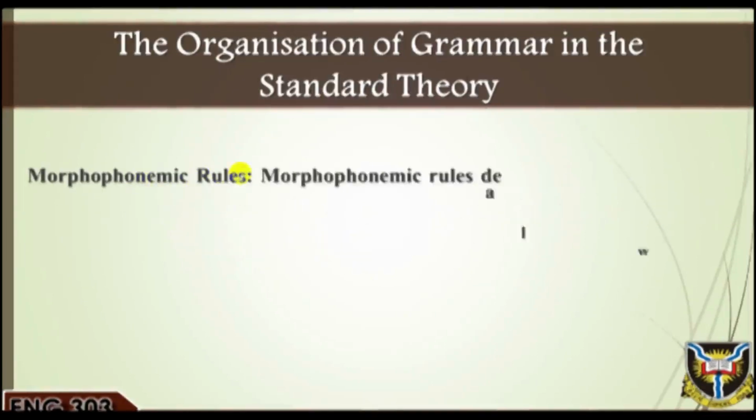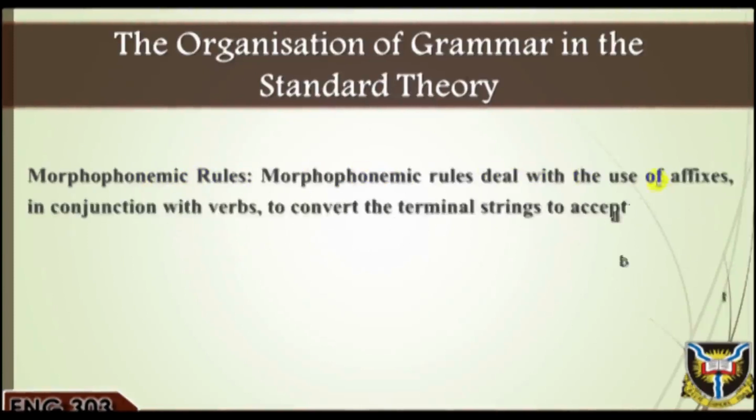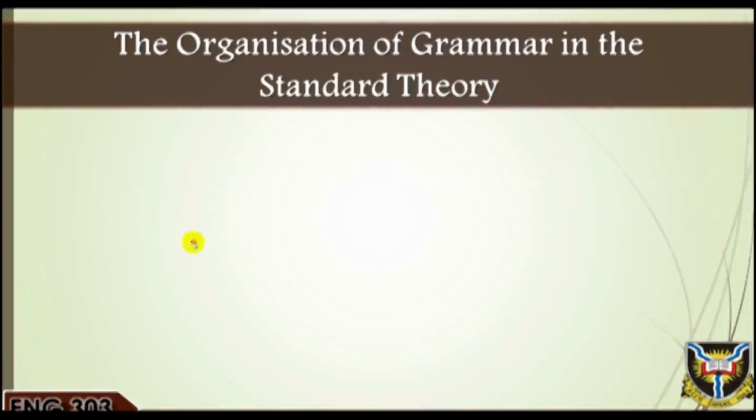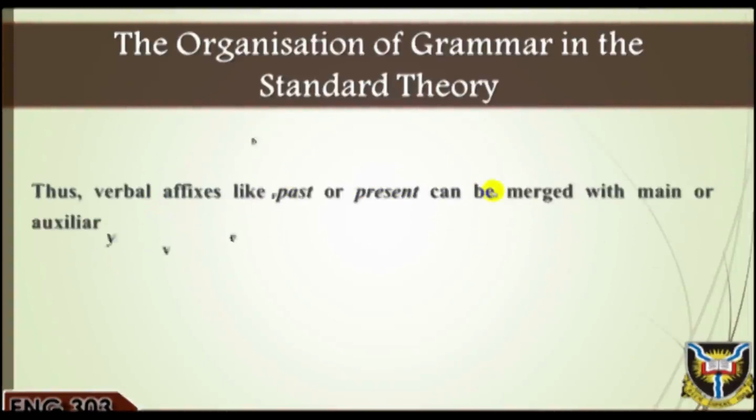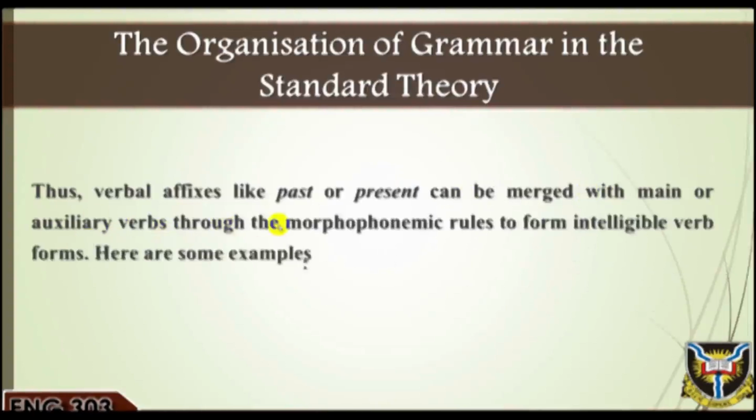Morphophonemic rules. Morphophonemic rules deal with the use of affixes in conjunction with verbs to convert the terminal strings to acceptable spoken forms of language. Thus, verbal affixes like past or present can be merged with main or auxiliary verbs through the morphophonemic rules to form intelligible word forms.